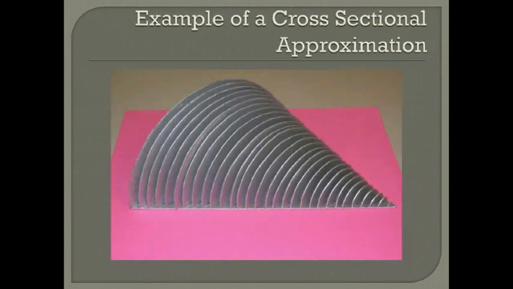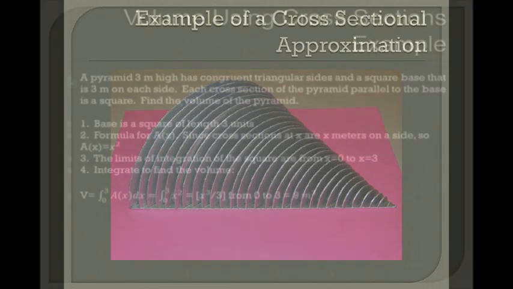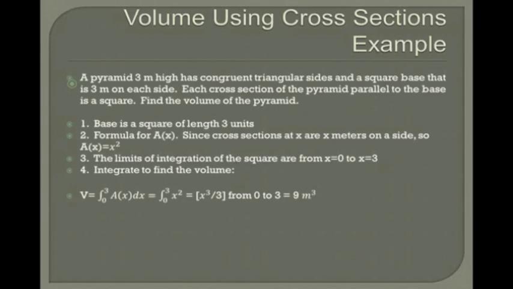Here is an example of what a cross-sectional approximation may be. A pyramid 3 meters high has congruent triangular sides and a square base that is 3 meters on each side. Each cross-section of the pyramid parallel to the base is a square. Find the volume of the pyramid.